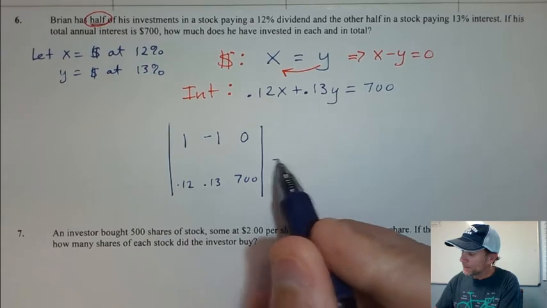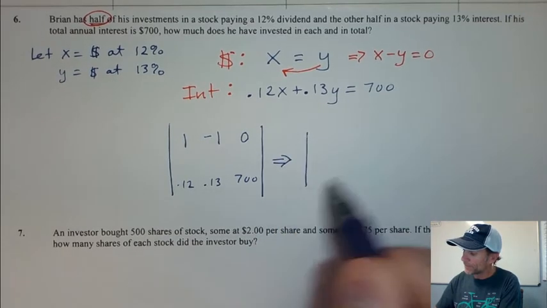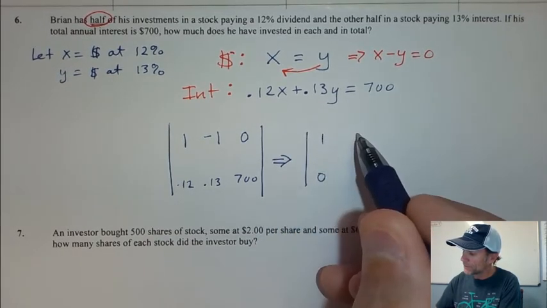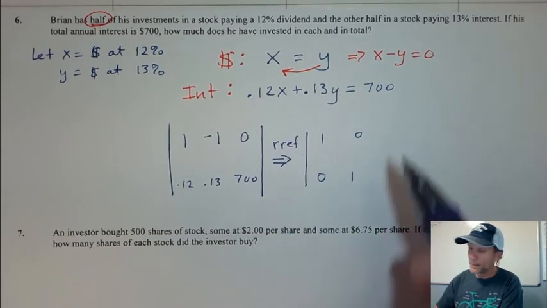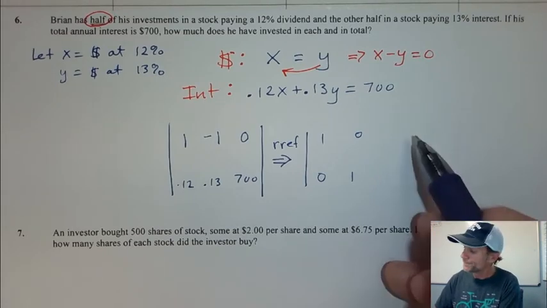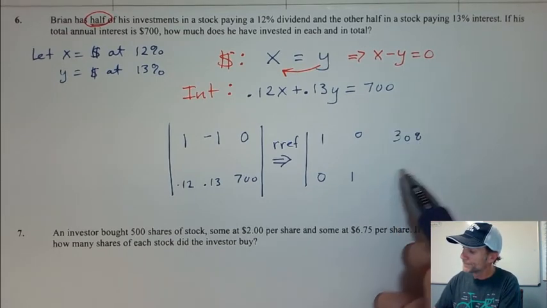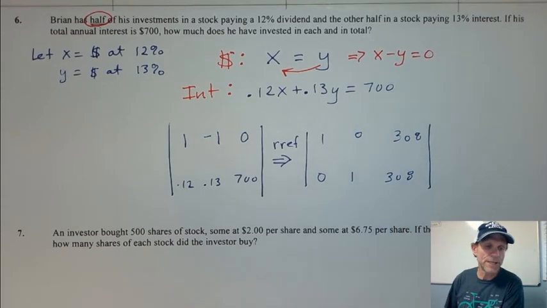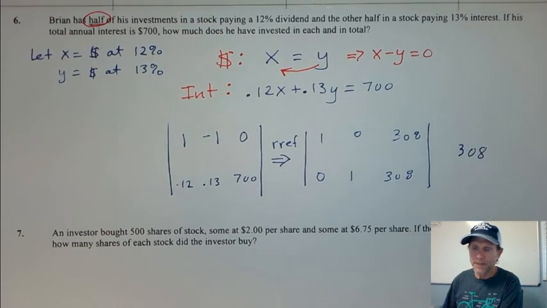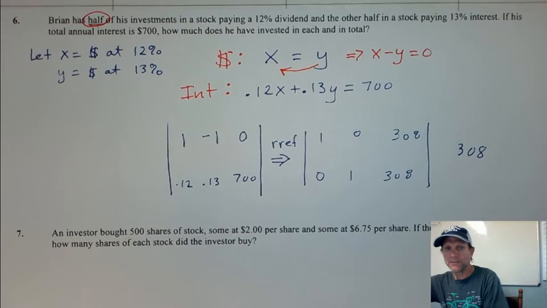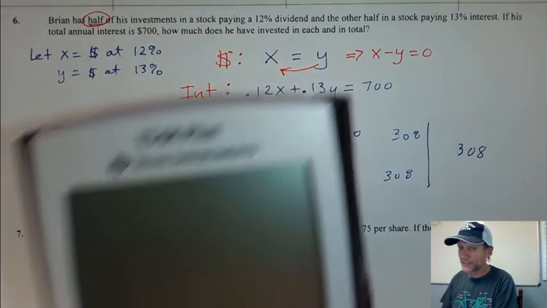When I do a rref here, 1, 0, 0, 1, and I get $308. So we have $308 invested in each account. I'm going to check that. I feel that's a little weird, so let's double check that together here.